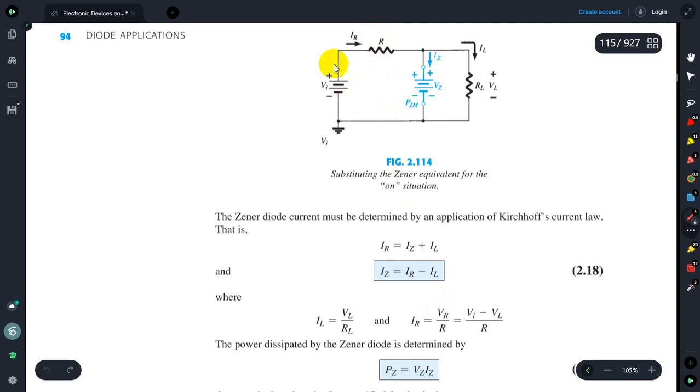VR equals VI minus VL. Kirchhoff's voltage law: you want the voltage across this R, so VI equals VR plus VL. So VR is VI minus VL. This is the voltage drop across the resistance R. The current is this drop divided by the resistance R. So this is the current through the resistance R, and this is the current IL through the load resistance.